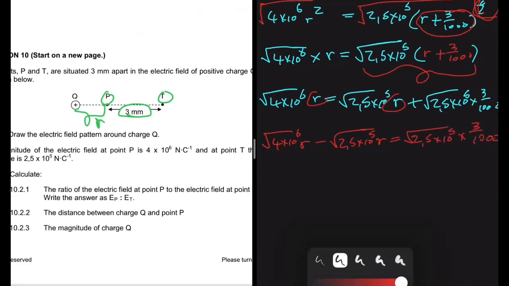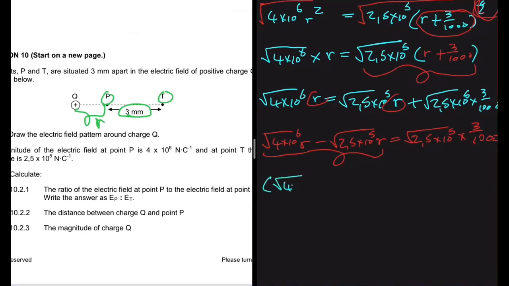So I'm actually not going to put this in the calculator, right? I'm just going to take r as a common factor. So if I do that, I'm going to get the square root of 4 times 10 to the 6 minus the square root of 2.5 times 10 to the 5. R is a common factor, and this should be equal to the square root of 2.5 times 10 to the 5 multiplied by 3 divided by 1000.